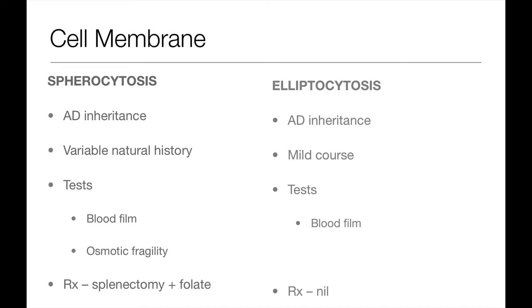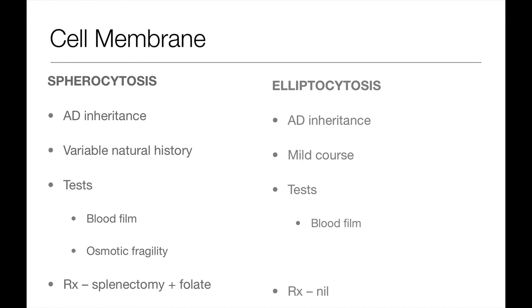In both of these conditions, there's a problem with the spectrin or ankyrin proteins on the cell membrane. This leads to a reduced red cell lifespan, as it tends to cause the cells to have an abnormal shape. And this abnormal shape leads to trapping of these cells, particularly in the spleen, and premature phagocytosis by splenic macrophages. Both spherocytosis and elliptocytosis are inherited in an autosomal dominant fashion. Spherocytosis is much more common and much more severe compared to elliptocytosis, which tends to be quite rare and quite mild.